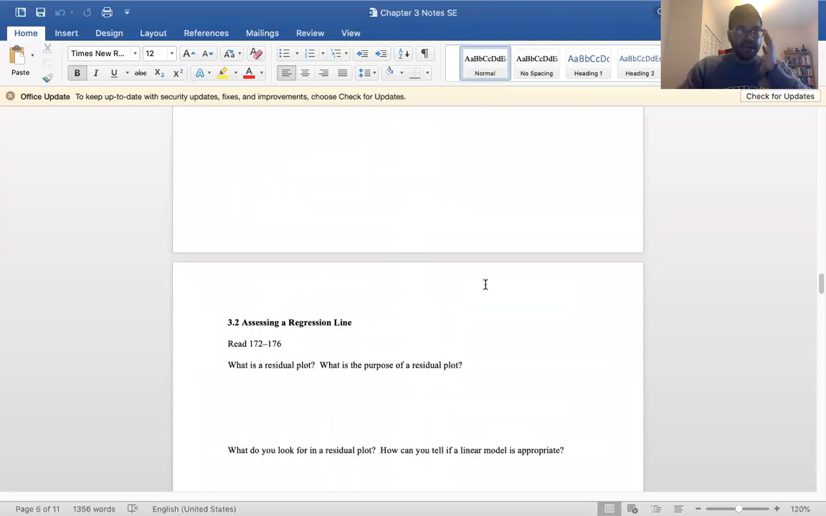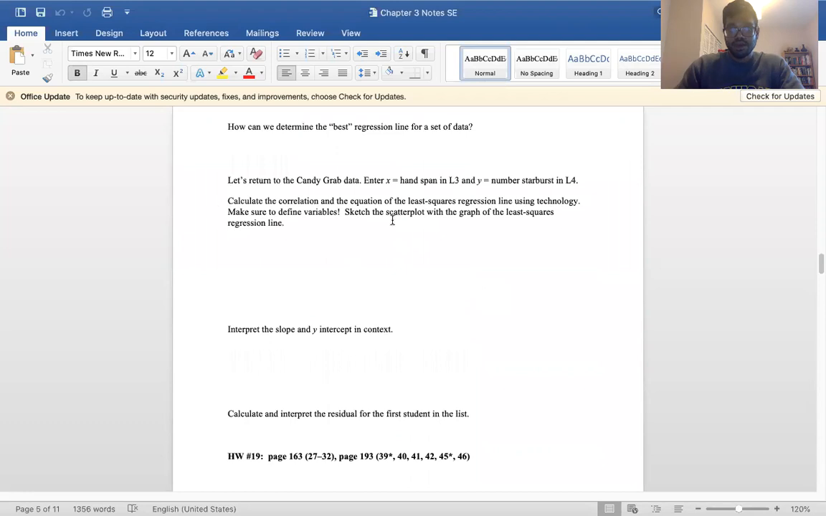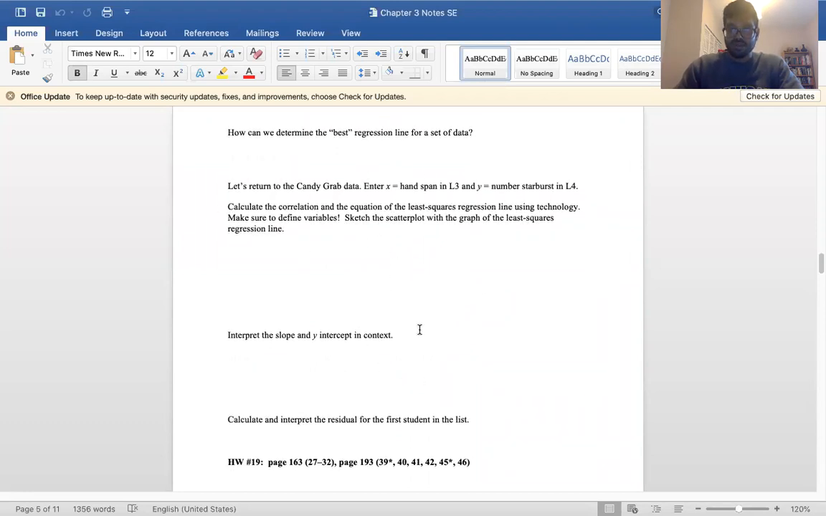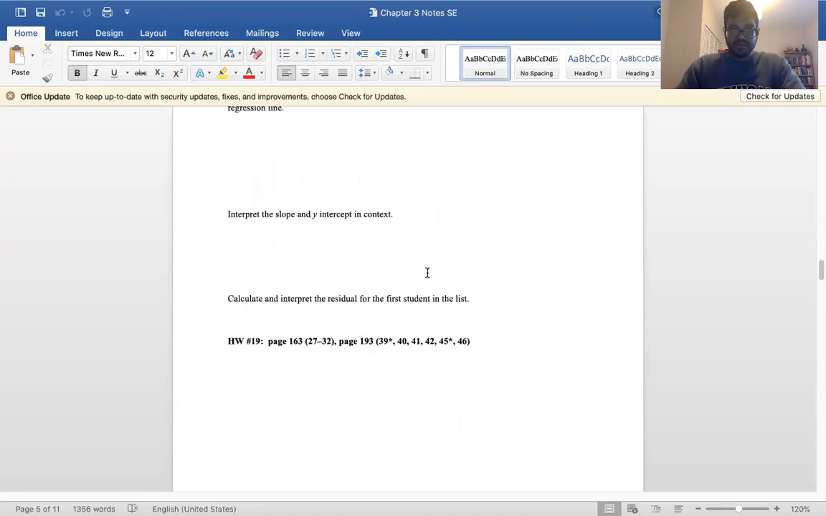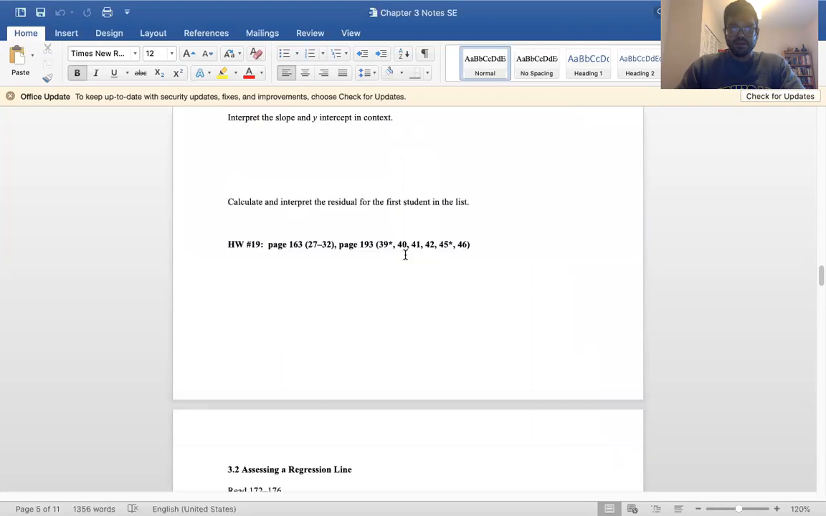Now, if you look at the notes, I skipped some of this stuff here, but that's because we're doing this in class. We need to actually get the data before we can fill this out. So we'll do that during class, calculate some of this stuff, use our calculators a little bit, and go from there.